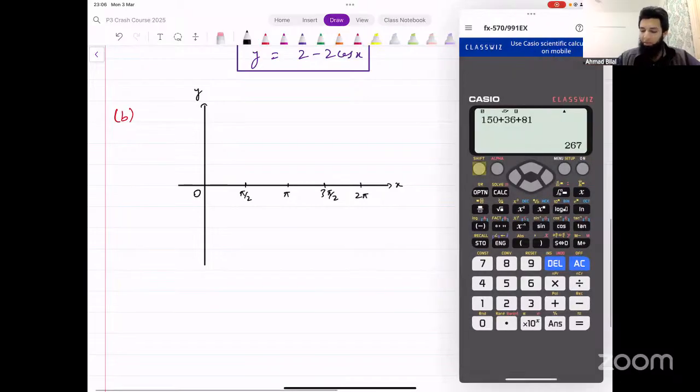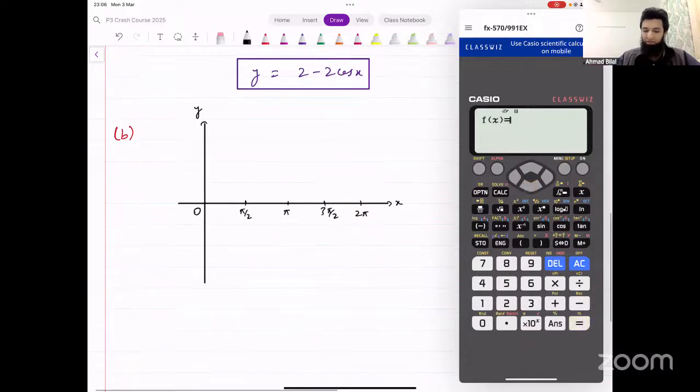Let's make a table on our calculator. Make sure your calculator is in radian mode. Go to the table function, put this function there, 2 minus 2 times cos of x. Start at 0, end at 2 pi. And then the step should be sufficient so that you have 4 or 5 values, right?